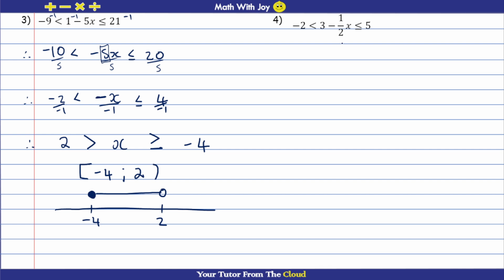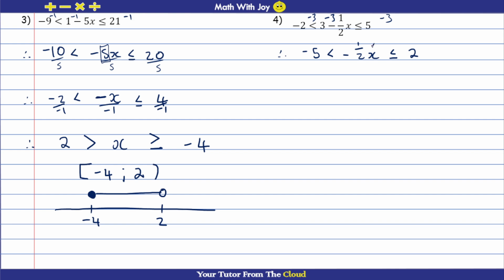Now let's try out this question a bit faster now that we understand what we need to do. We subtract 3 on this side, that side, and that side. And we're going to get -5 is smaller than -1/2 x smaller than or equal to 2.